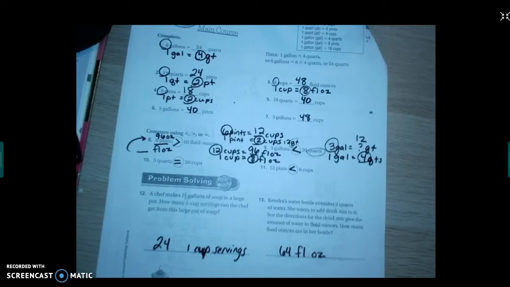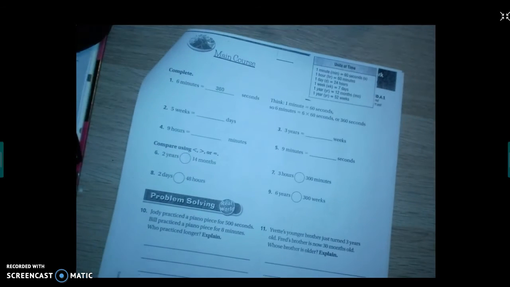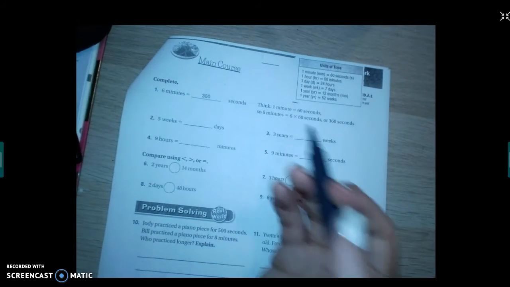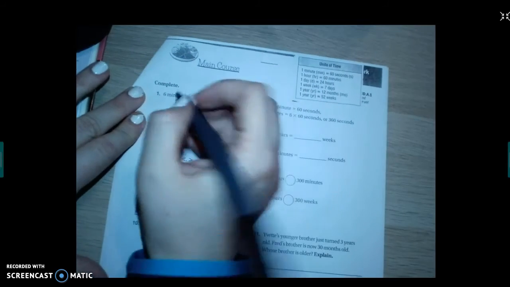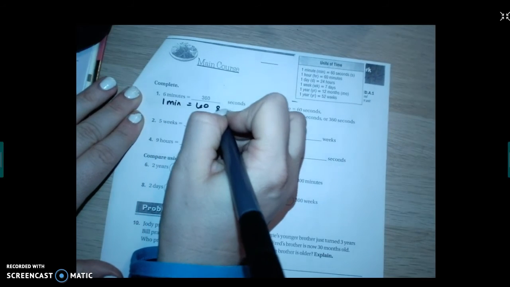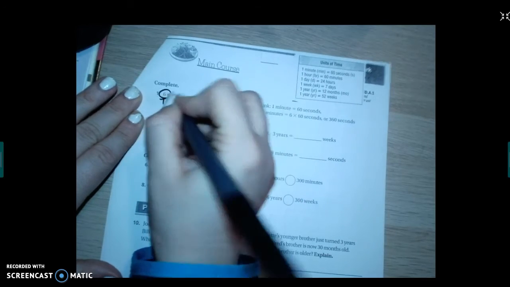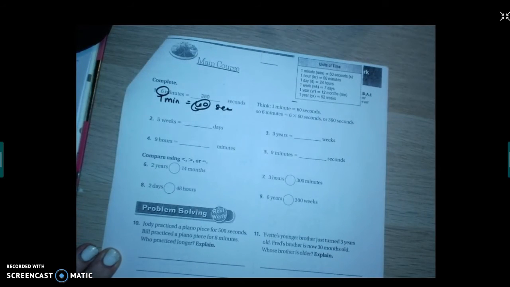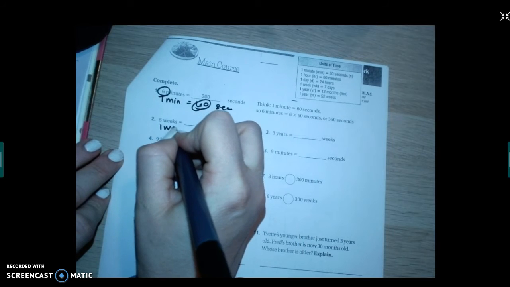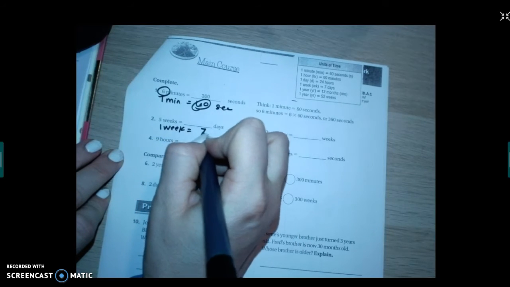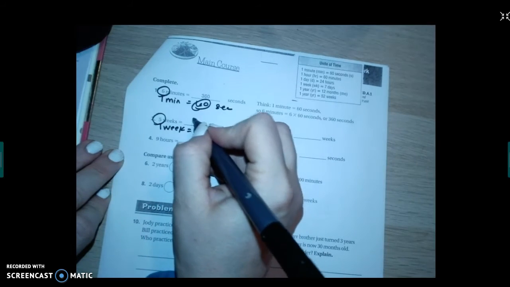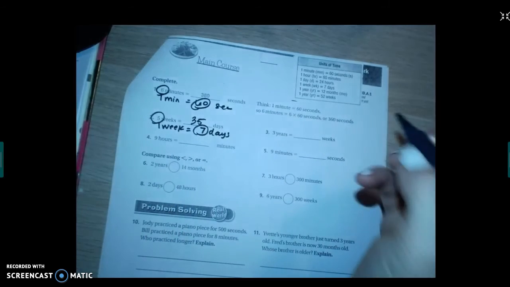Okay. All right, we're going to go ahead and jump over here. We're going to do this same exact thing. 6 minutes equals how many seconds? Well, I know that 1 minute equals 60 seconds. So 60 times 6 is 360. 5 weeks equals how many days? Well, I know that 1 week equals 7 days. So 7 times 5 is 35 days.